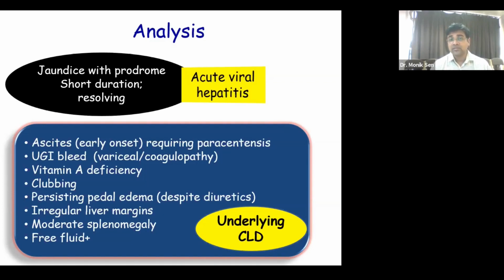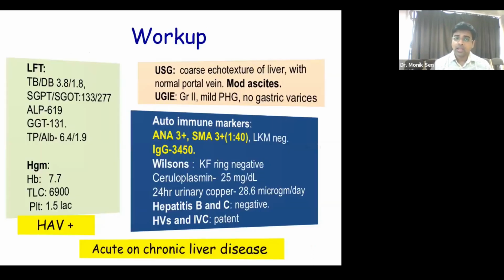That means you had history of ascites, which was early onset, upper GI bleed, which may have been because of variceal or coagulopathy, vitamin A deficiency, clubbing, persisting pedal edema despite the diuretics, irregular margin of the liver, moderate splenomegaly, and free fluid. If you look at the workup, hepatitis A was positive, but at the same time, workup for chronic liver disease, the ANA was 3+, SMA was 3+, immunoglobulins were very high, so you were dealing with an acute on chronic liver disease.